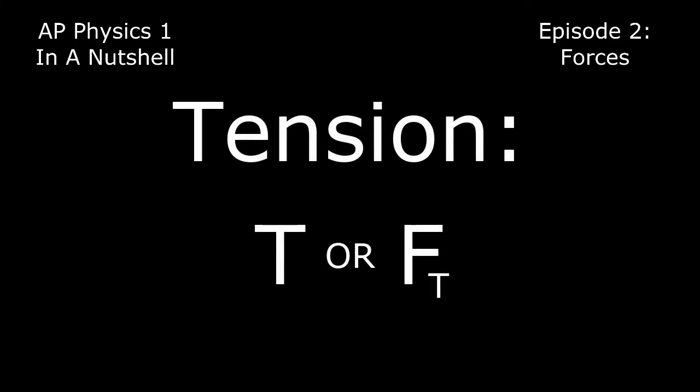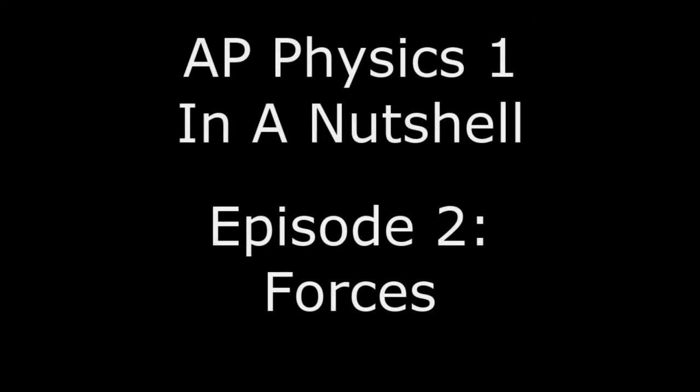Tension is the force of a rope pulling on an object. Tension is always directed away from the object in the direction of the rope. Tension does not have a specific value, but you can find the tension by solving a net force equation. So that concludes AP Physics 1 Forces in a Nutshell, Part 1.